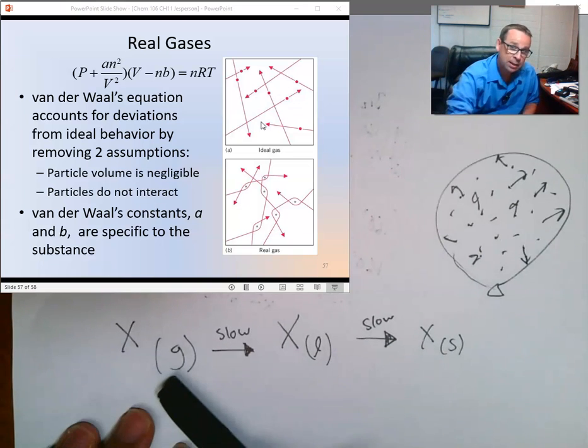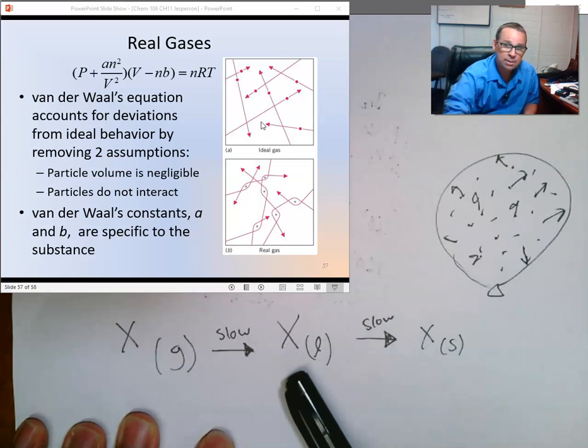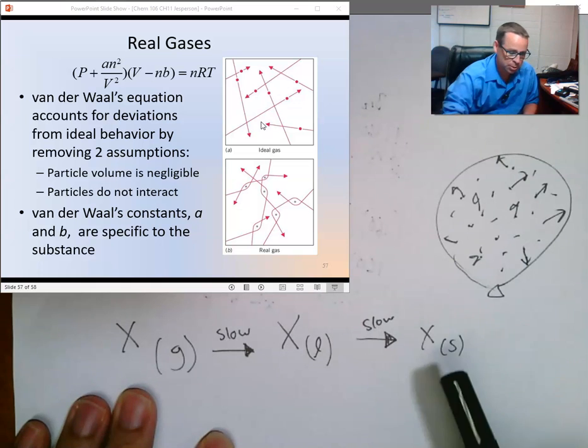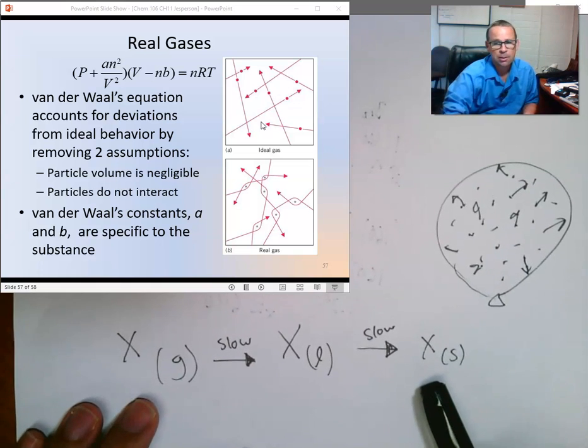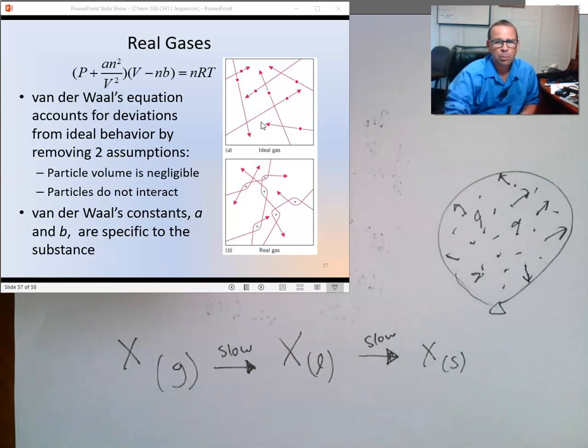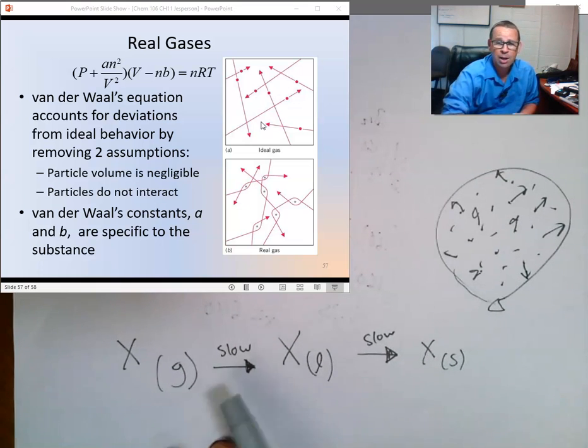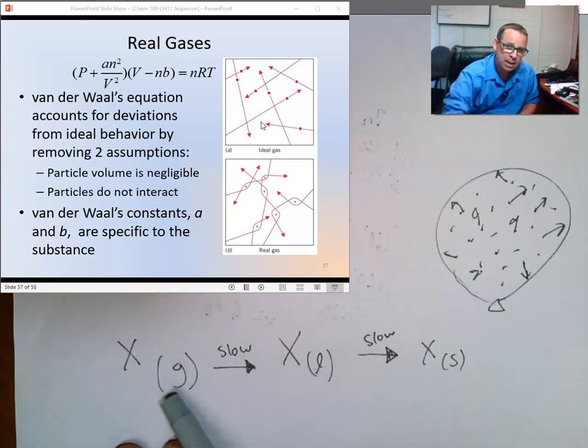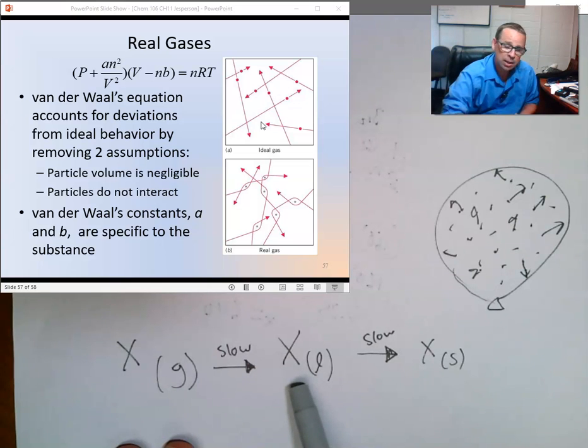We know that if you take a gas and lower its temperature enough, it will become a liquid. And if you lower its temperature enough, it can become a solid. But if we think about what we mean when we say lower the temperature in terms of kinetic energy, we're actually just slowing it down. Why is it that when you take a gas and slow down the molecules, they become liquid, and you take a liquid and slow down the molecules, they become a solid?